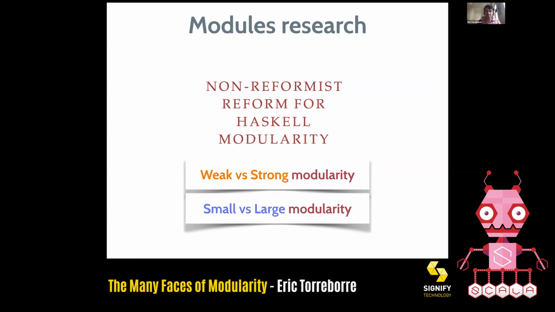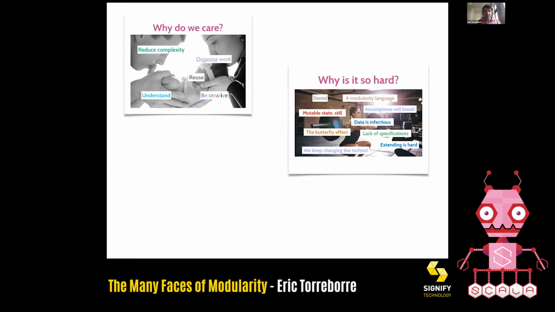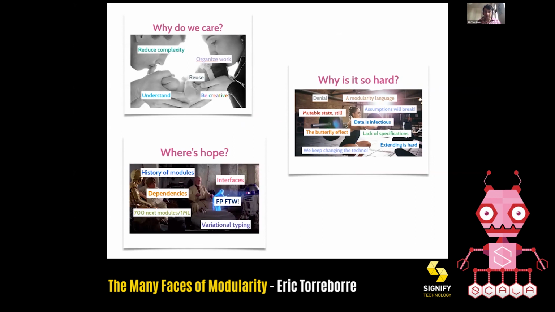I wish I had more time to talk about this, but I suppose I should end here today. We care about modularity. That's really hard to get there, but we have lots of tools to get there, and most of those tools don't have to be hard.